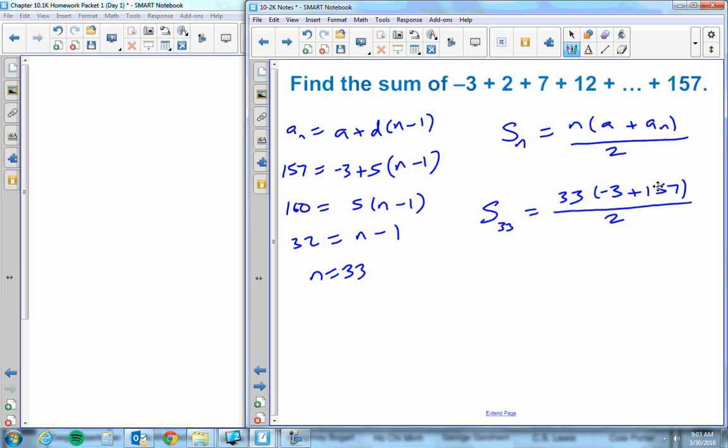Now, first I would add this first. That's 154, right? And then, how many times does 2 go into 154? Here, I'll do that. 77, yeah. So now you have to sit down and do 77 times 33. I'll let you do that. Find that product and we'll be done.